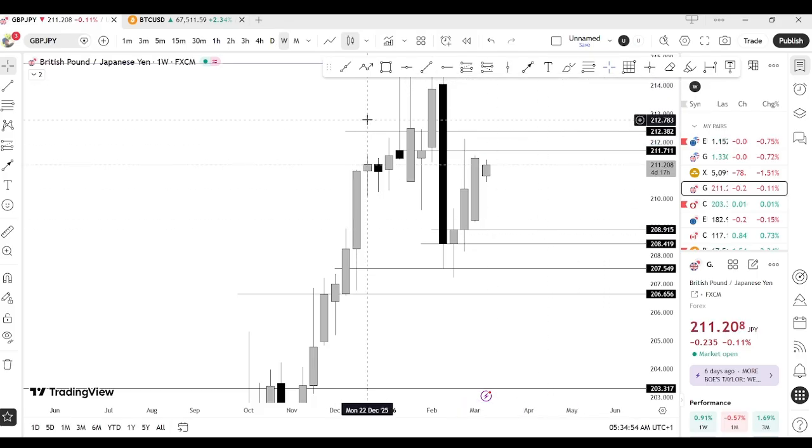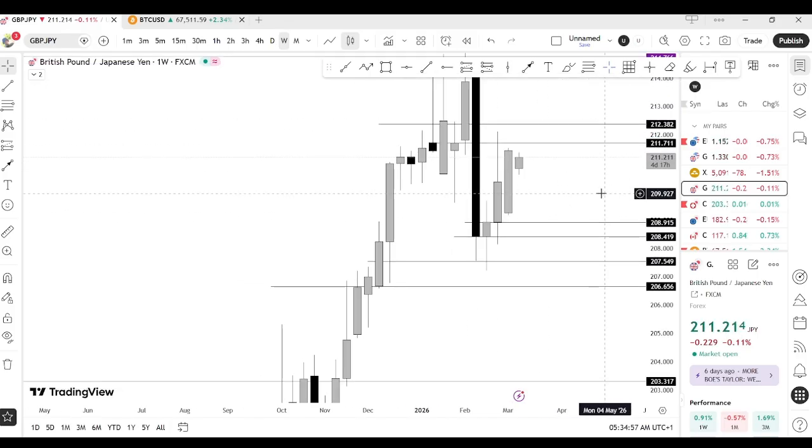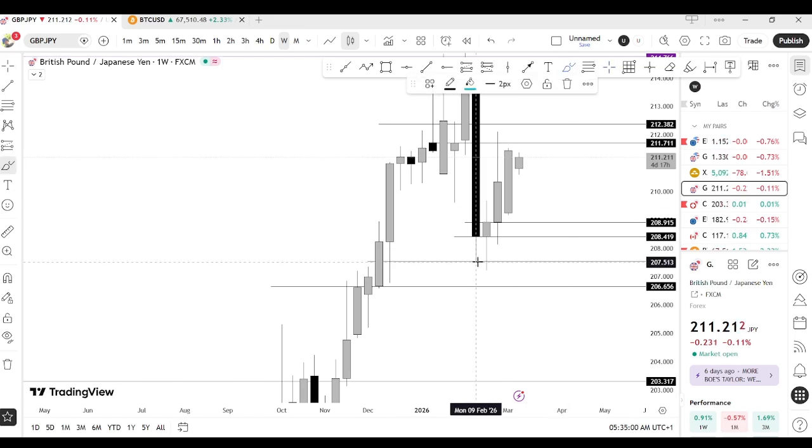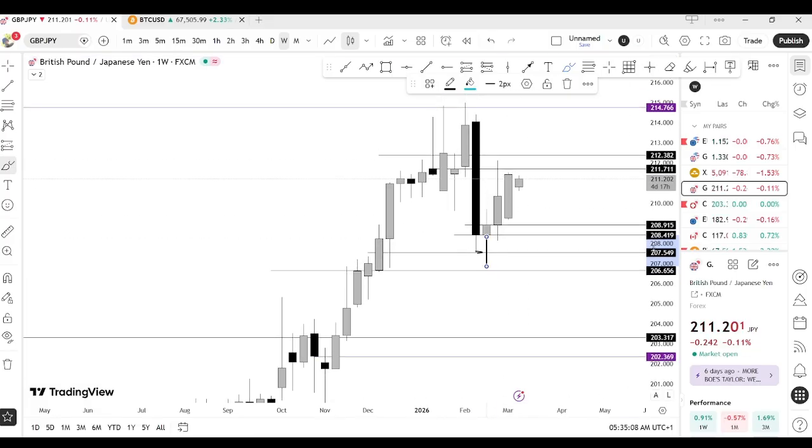And then we have a CRT here. This is CRT. But the low was taken out. Look at this one. And then we're expecting this high to be taken out. So we know that price might take out this high and then come down to take out the low, test this key level, this OCL here, and then go to take out the high.